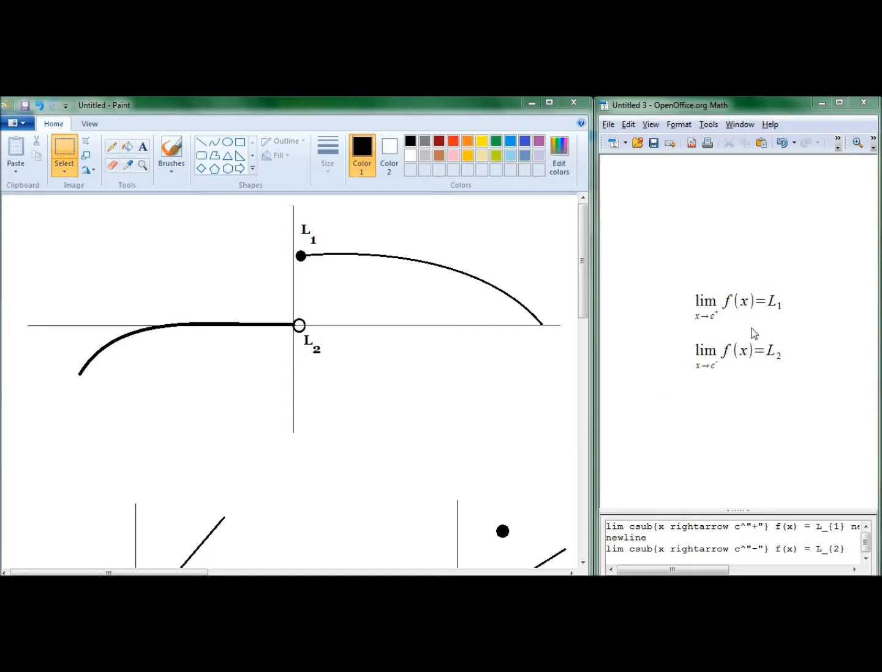So the proper notation for this would be, as our function f of x approaches c from the positive side, it's equal to L1. And as our function f of x approaches c from the negative side, it's equal to L2. So that, in essence, is one-sided limits.